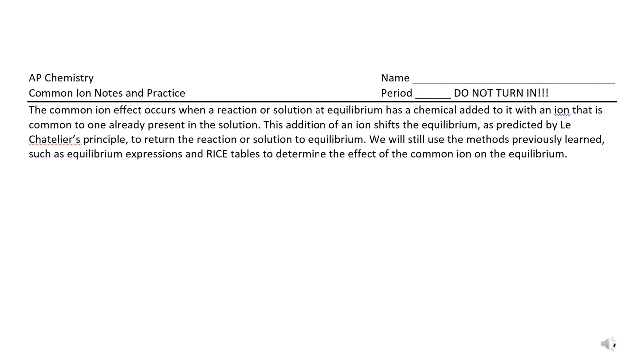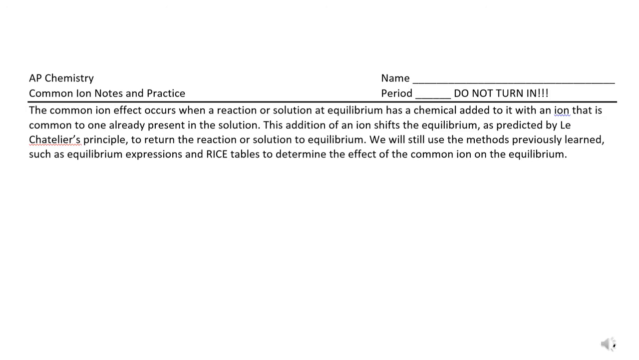So the common ion effect occurs when a reaction or solution that's at equilibrium has a chemical added to it with an ion that is common to one that's already present in that solution. This addition of an ion shifts the equilibrium, as predicted by Le Chatelier's principle, to return the reaction or solution to equilibrium. So we're adding something that's already there, and we're shifting the equilibrium.